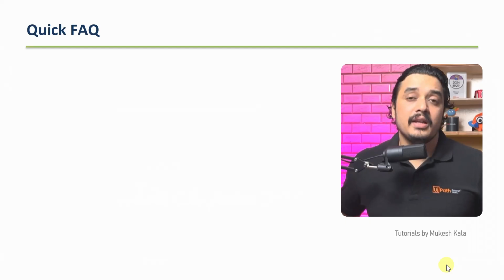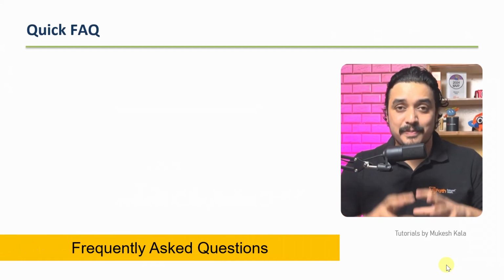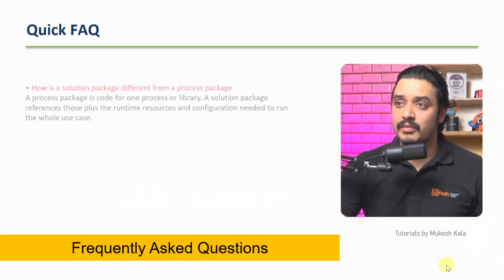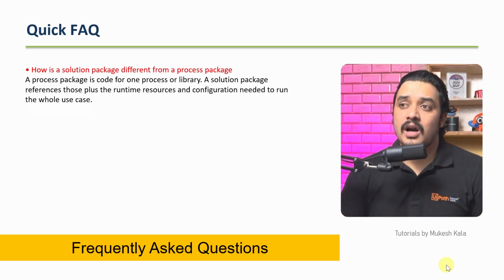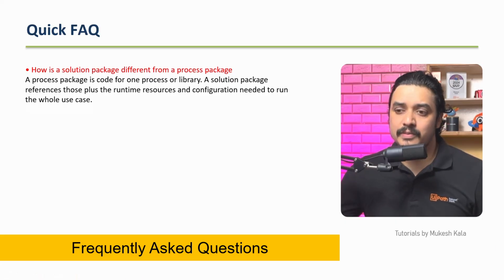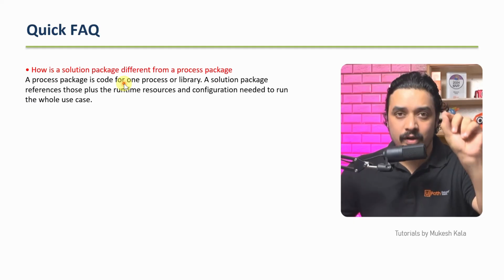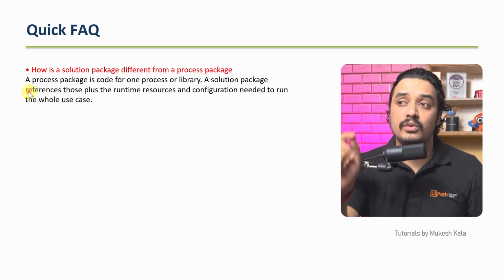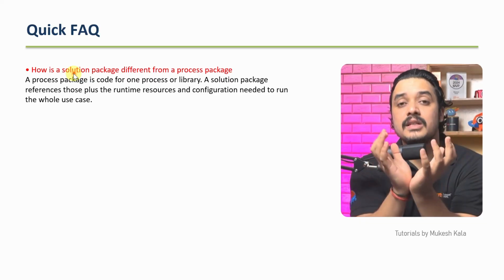Before I wrap up this video, whenever I talk about solutions or solution management, specifically with developers, they have a lot of questions. I thought of covering some of these questions in this slide. So how is a solution package different from a process package, which you put as a NuGet? A process package is code or a library, whereas a solution package is the references plus the runtime resources and configuration to run the complete use case. When I deploy a NuGet, which is called a process package, that is different from the solution package, because it is publishing the complete thing.